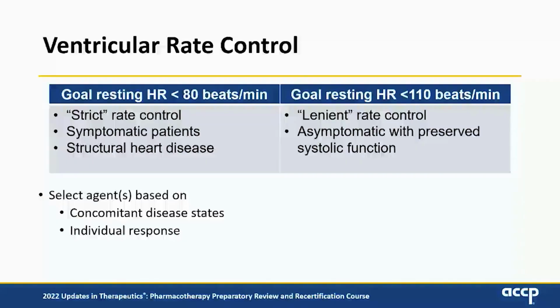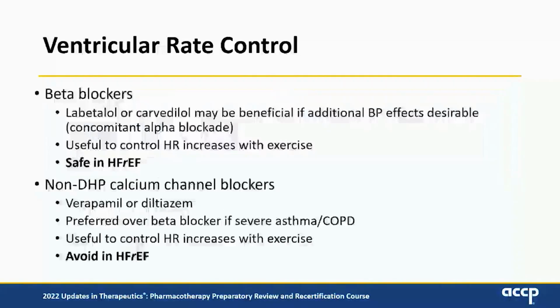However, we can try to go with a lenient rate control goal of less than 110 beats per minute in people who are asymptomatic with preserved systolic function. And so these are our two potential goals to pick from. And we try to reach them by starting different rate control agents, which we're going to choose based on our patient's concomitant disease states and their individual response.